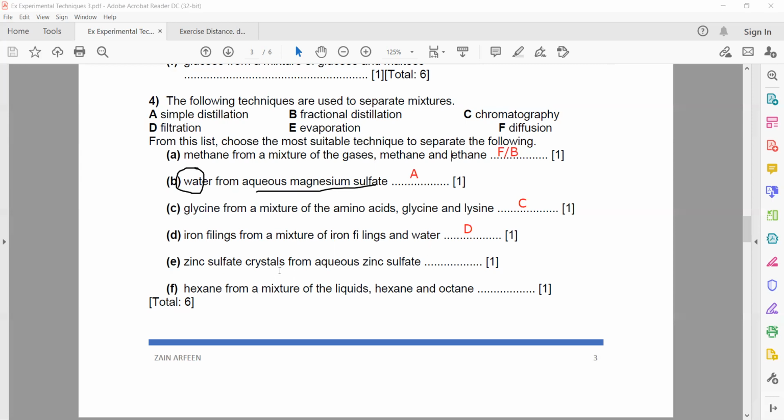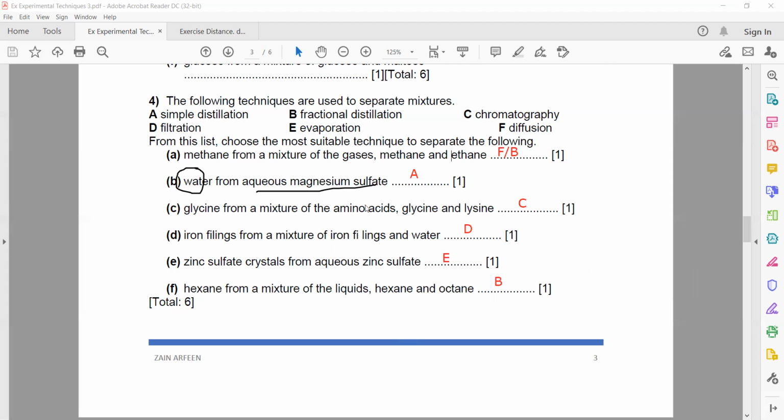Zinc sulfate crystals from aqueous zinc sulfate. So we need salt from solution. So when we need salt from the solution, we can use crystallization or evaporation. But here there is no option of crystallization. So evaporation is denoted by option E. Hexane from a mixture of liquid, hexane and octane, two or more miscible liquids are there. So what we can use is fractional distillation. Is it clear? Question 4.